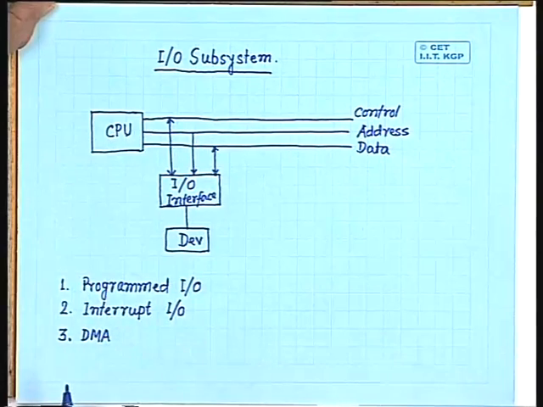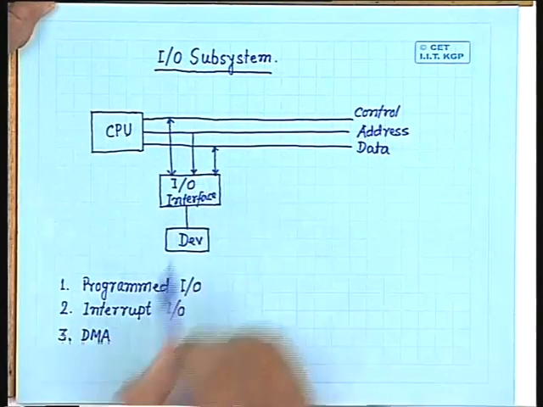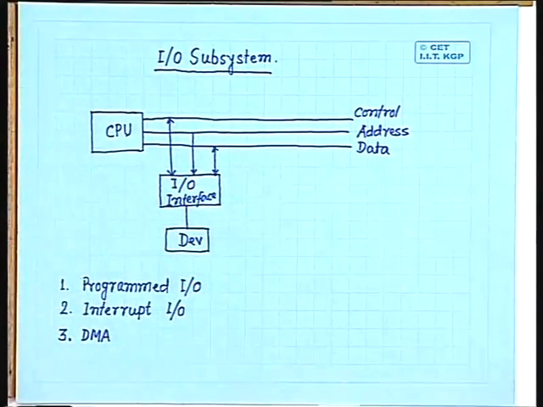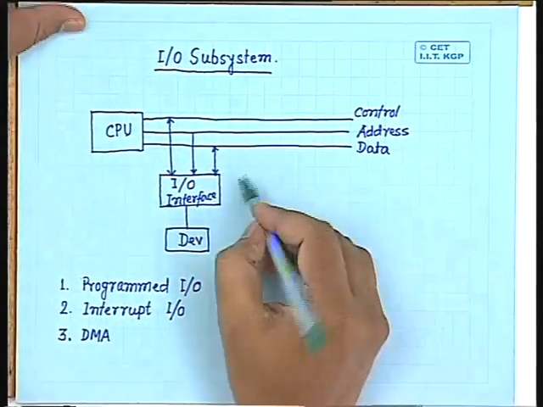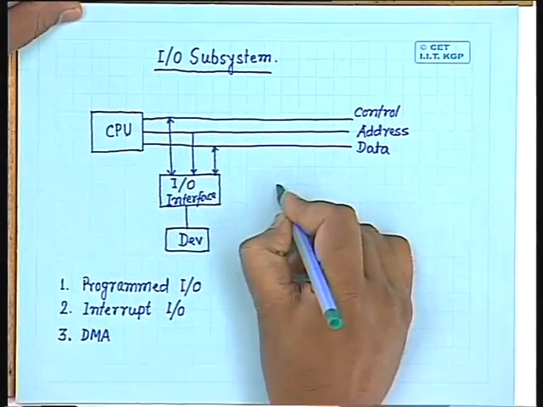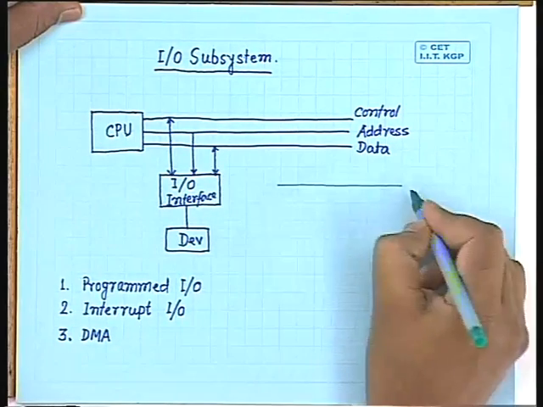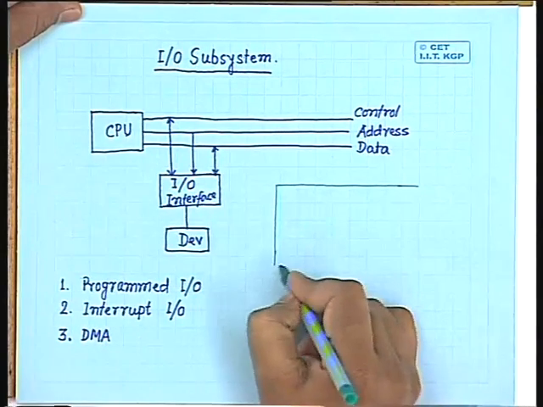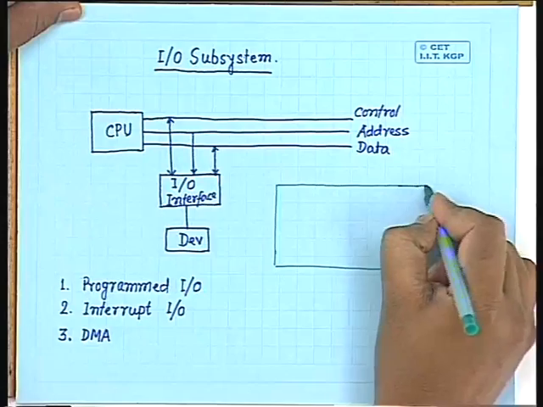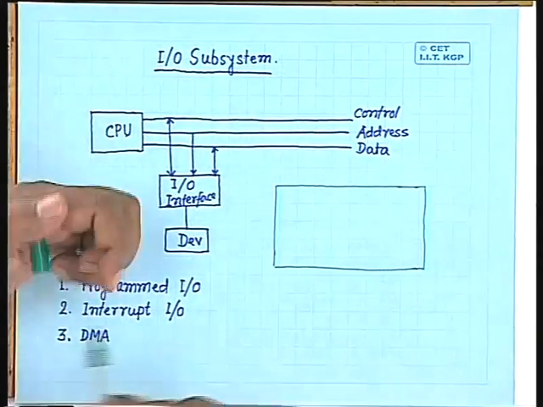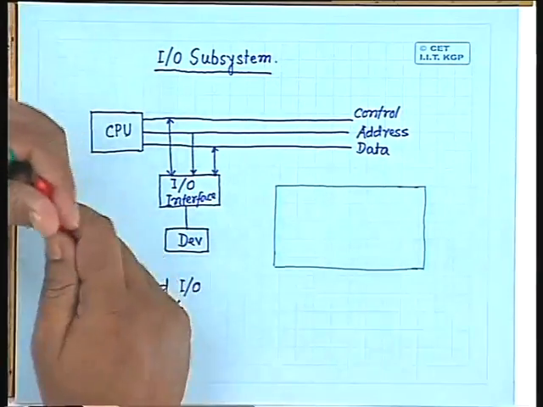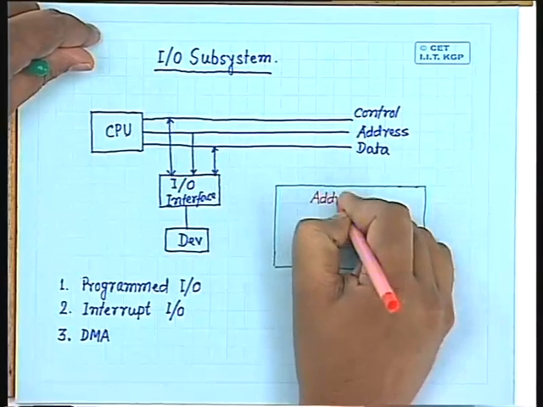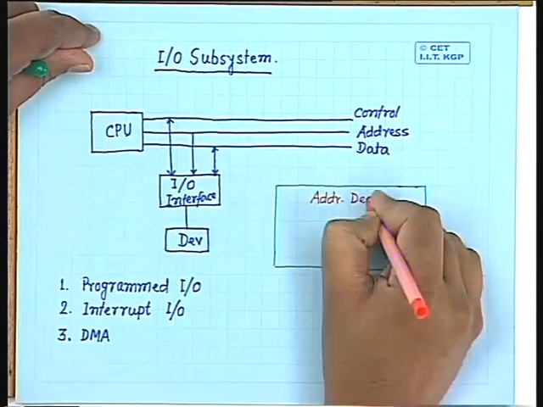So if I go for this programmed I/O, what will be the nature of the I/O interface unit? If I expand this I/O interface unit, it will have a number of components. The first component: since every I/O device will have a unique address in the system, I have to have a unit called address decoder. So in this I/O interface unit, I'll have a unit called address decoder.